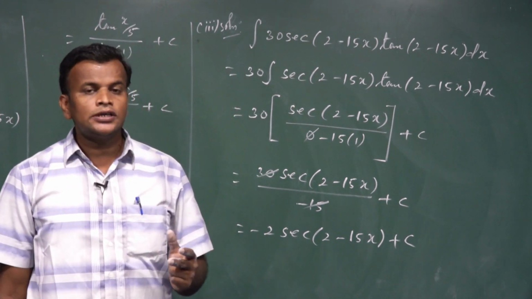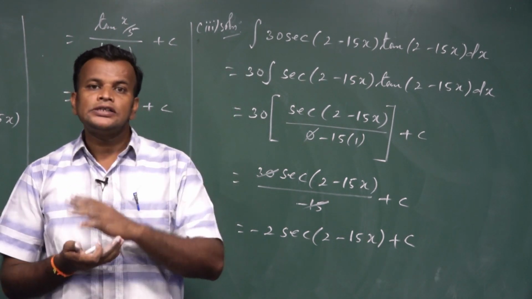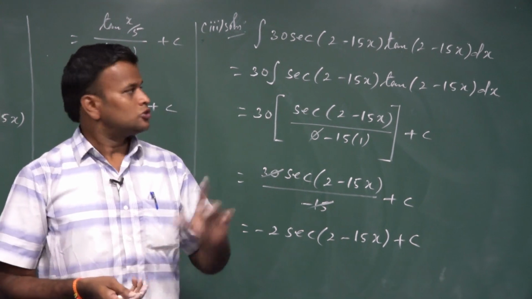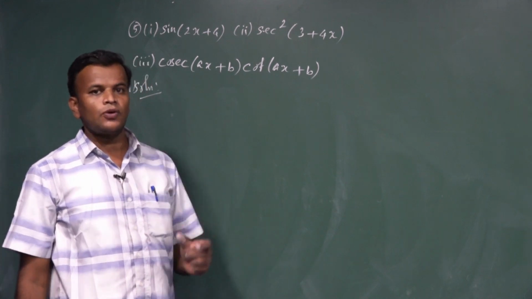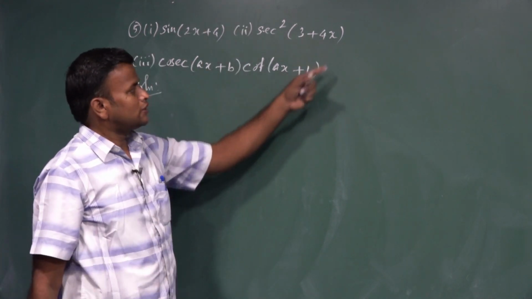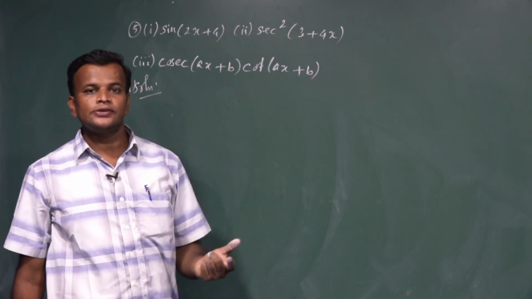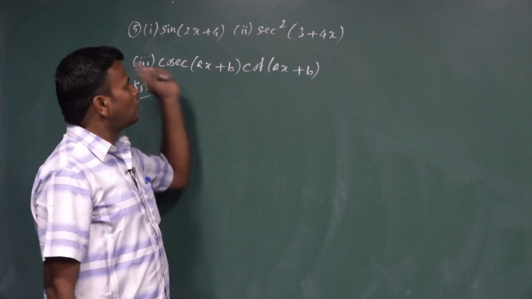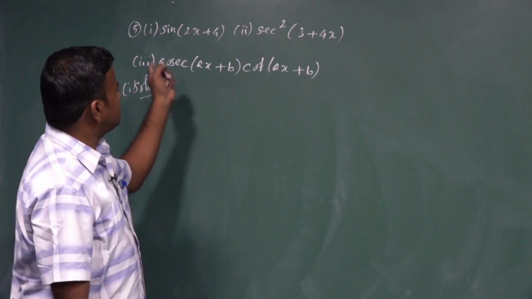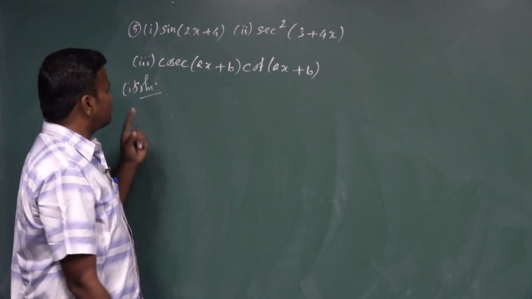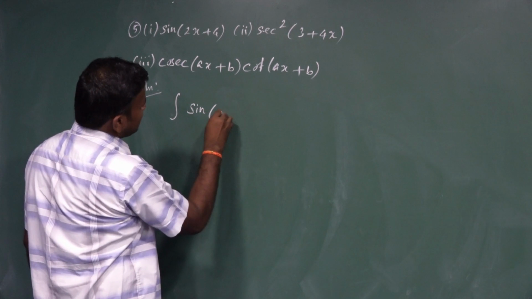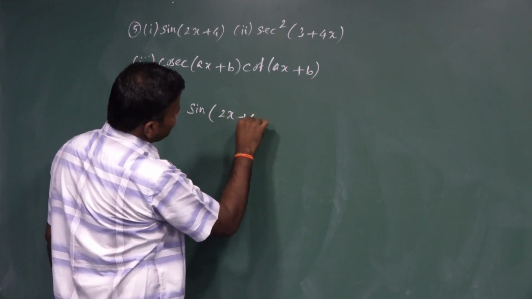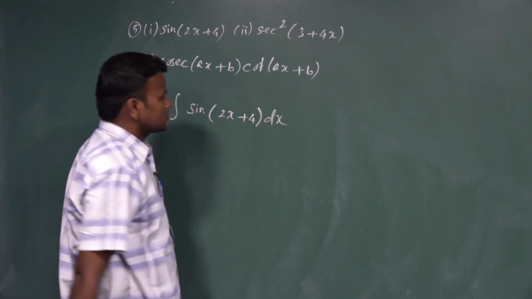In the second subdivision, the same model, we already saw one example sum. So you try the remaining sums. Next we go to the fifth one. All the terms are integrated with respect to x is the question. So integrate the following with respect to x. There are three subdivisions. First we see the first one. Integrating sine of 2x plus 4 into dx.